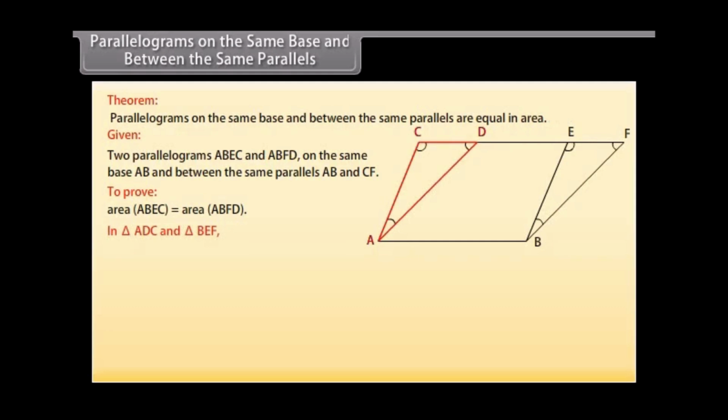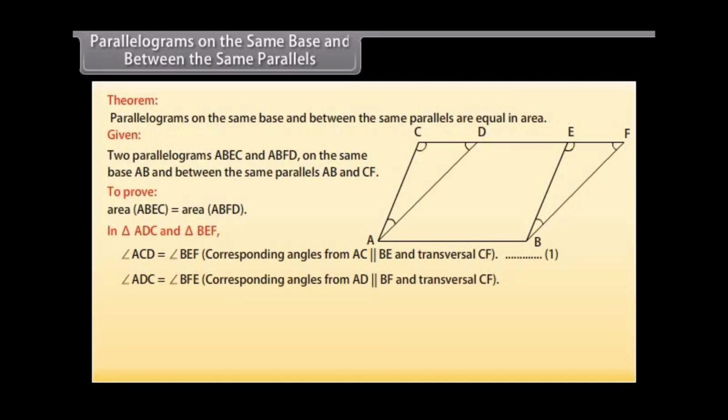In triangle ADC and triangle BEF, angle ACD is equal to angle BEF because these are corresponding angles from AC parallel to BE and transversal CF. Mark it as 1. Angle ADC is equal to angle BFE because these are corresponding angles from AD parallel to BF and transversal CF. Mark it as 2. Therefore, angle CAD is equal to angle EBF, angle sum property of a triangle.